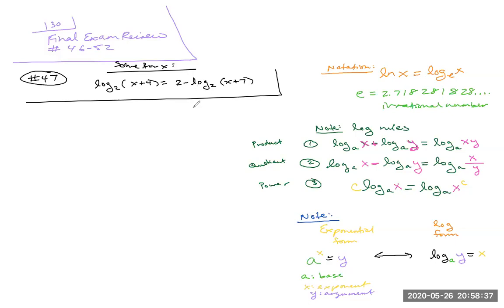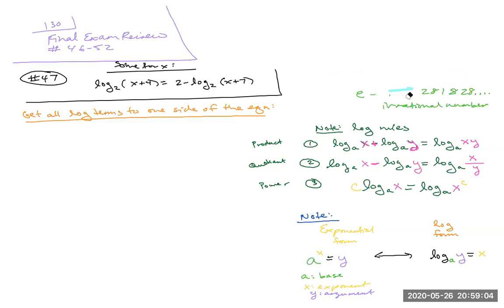Okay, so for this part, we're going to need our log rules. Essentially, what you're going to want to do for the first step, get all log terms to one side of the equation. Okay, I'm going to erase this too. This stuff will still need. Okay, so get all your log terms to one side of the equation.